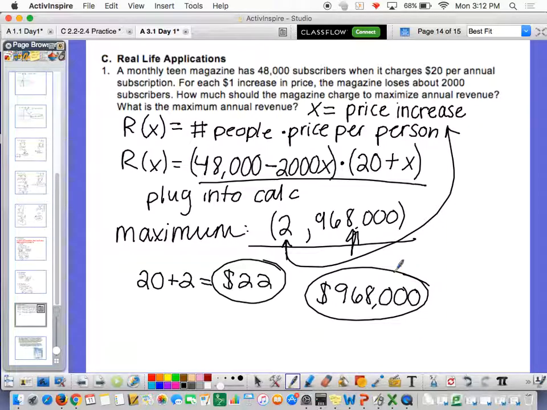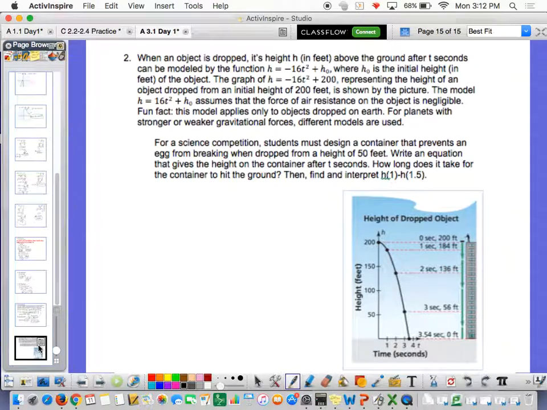But that's just the revenue. That's not the profit. Remember, you're still going to have some money that it costs to make that, whatever that is. So something to think about. All right, one more. We're almost there. It's easier than it looks.